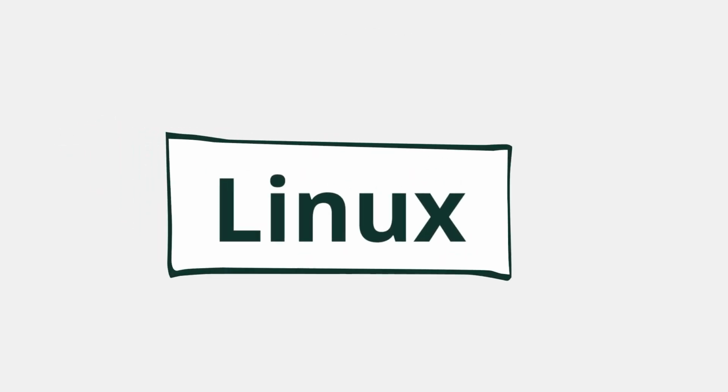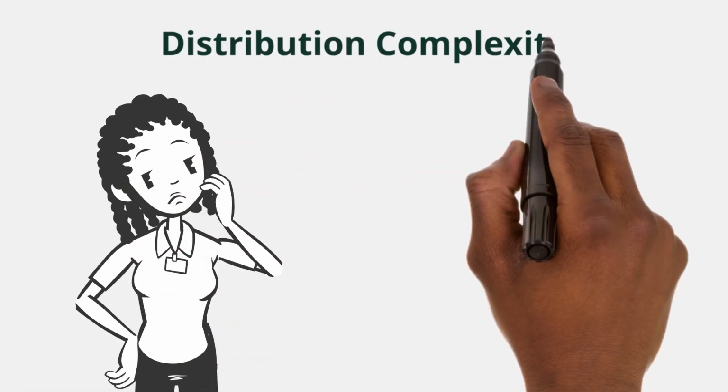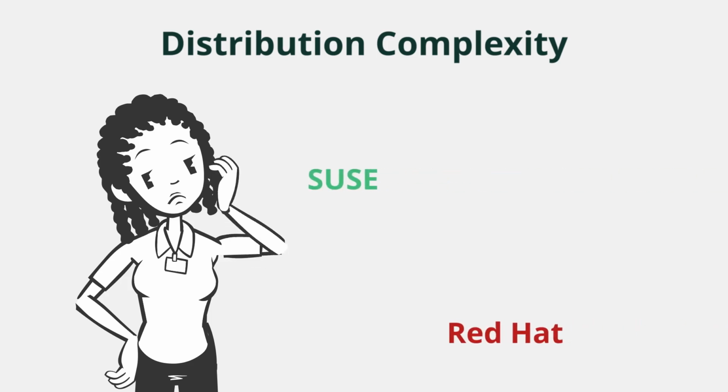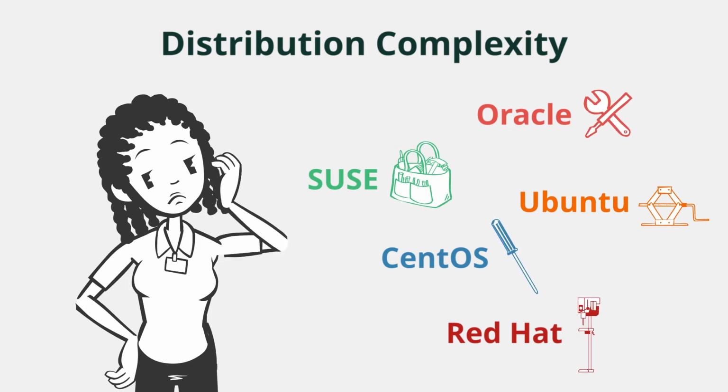Let's drill down to just the Linux estate. Here, organizations have many different distributions on those many different hardware platforms like SUSE, Red Hat, Ubuntu, CentOS, Oracle, and more. This represents yet another layer of complexity because each of these distributions comes with its own suite of tools that the admin can use to administer that particular distro on that particular hardware.